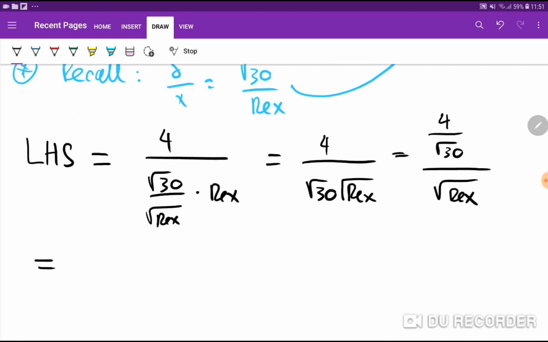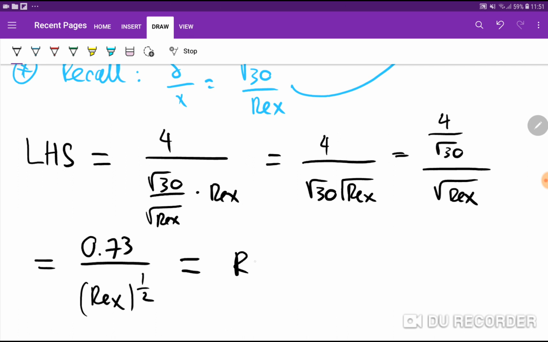And what is 4 over the square root of 30? Let me use my calculator. It is approximately 0.73. And the square root of a number is that number to the power of 1/2. So the square root of Rex gives us Rex to the power of 1/2. And this is exactly the right hand side. So we have successfully demonstrated that the left hand side equals the right hand side.